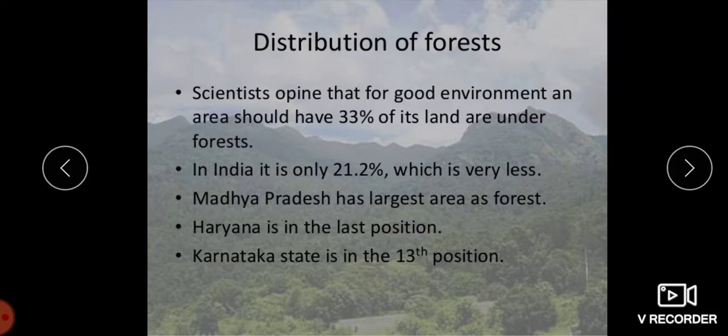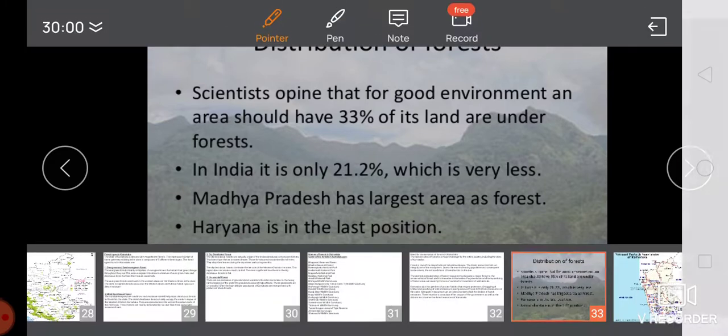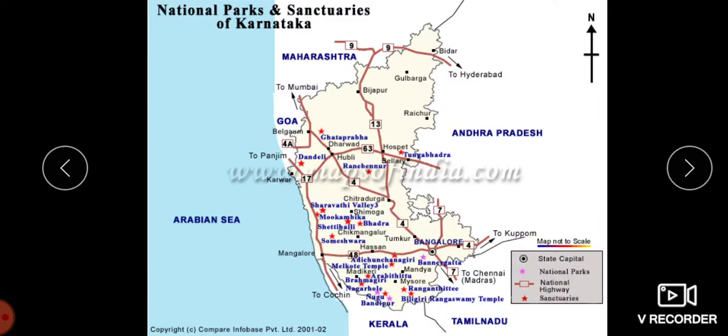Karnataka state is in the 13th position. The total forest area recorded in Karnataka state is 43.4 lakh hectares. This forms 22.6% of the total geographical area. Uttara Kannada district has the maximum forest area. Next to it, we have the Shivamogga and Chamarajanagar districts. Vijapur district has the least forest area.